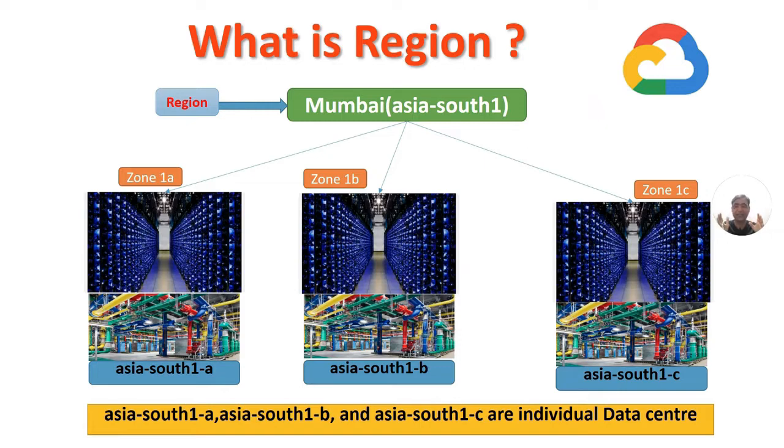Guys, as you can see here, each region in GCP consists of multiple zones. For example, the Asia South 1 region in Mumbai has zones like Asia South 1A, 1B, 1C. Regions are designed to provide low latency access and high availability to GCP services within a specific geographic boundary. Presently, GCP has 39 regions located in various parts of the globe, enabling you to deploy resources closer to your users and other services.